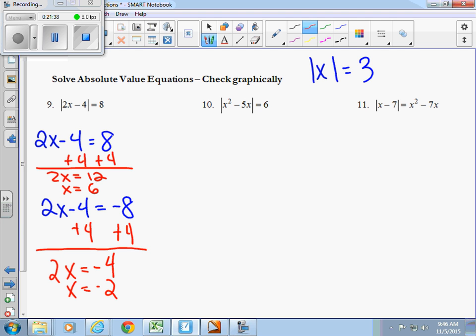How can you know if you did a good job? Plug it in, and let's do that real quick. What's -2 times 2? -4. What's -4 minus 4? And what's the absolute value of -8? Good job, we did good. So plug in 6. 6 times 2 is 12, minus 4 is the absolute value of 8. Ding ding ding, we did a good job.